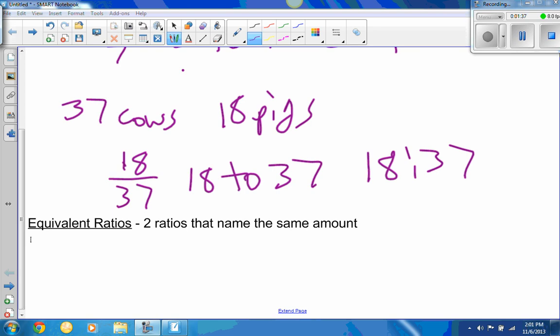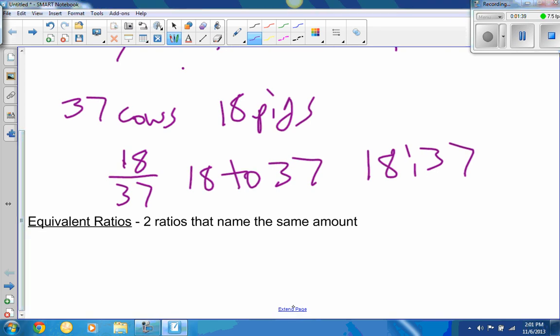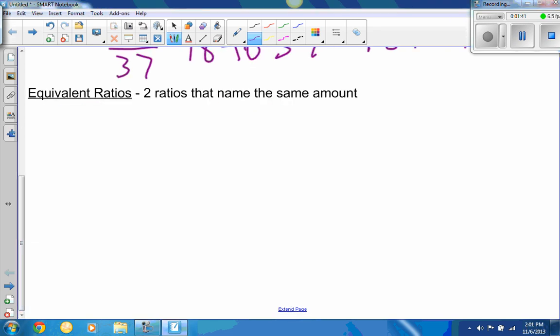So we're also going to be talking about equivalent ratios, and equivalent just means equal, right? So two ratios that name the same amount. For example, if I have 4/5, what would be an equivalent ratio? Another way to say that is equivalent fractions, which we've already talked about. Another fraction that would be the same as that would be 8/10, right? 4/5 equals 8/10. They name the same exact portion, it's just that one is reduced and one isn't. That's all they mean by equivalent ratios.